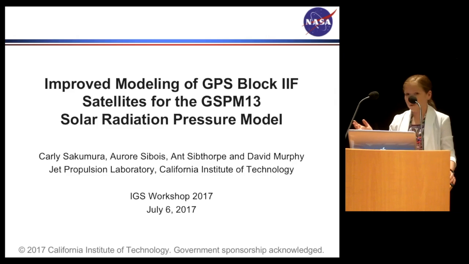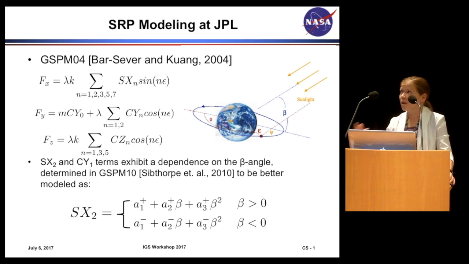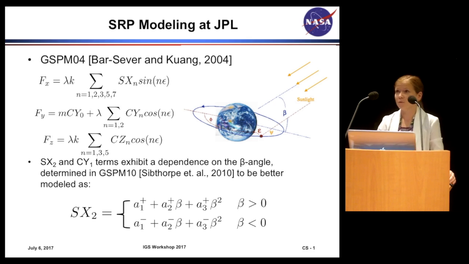The basis of our current model is in GSPM04, developed by Yoaz Bar-Sever and Da Kuang, where the magnitude of the SRP force is represented as a truncated Fourier series as a function of the Earth-probe-sun angle, or the EPS angle, which is represented in this figure and in the equations as epsilon. The Fourier coefficients, Sx, Cy, and Cz, are dynamically fit to actual GPS orbit data.